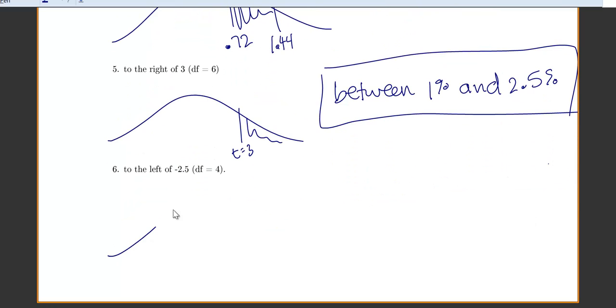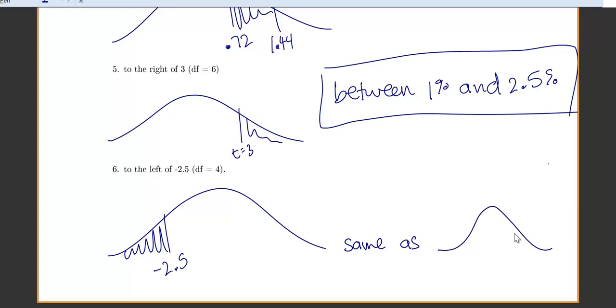And the area to the left of negative 2.5, so here's my negative 2.5. I'm looking for the area to the left. Now there's a problem. There's no negative values on my table, and there's also no areas to the left. But this area would be the same as if I draw my curve and I do t equals positive 2.5 and look for the area to the right. Those two areas would be the same due to symmetry.